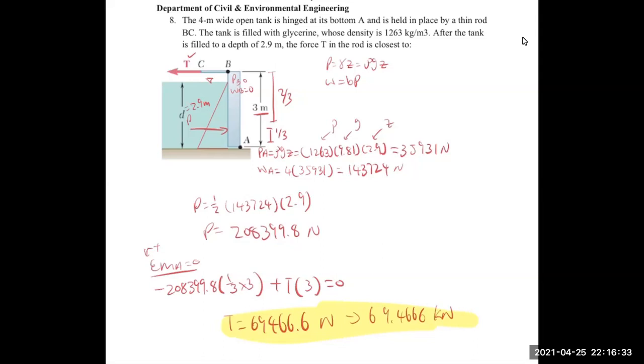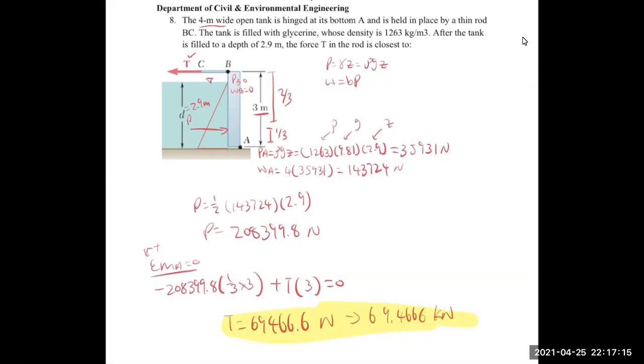Okay, so that's how I got my pressure at A is equal to 35,931.8, my bad, 35,931 newtons. And then WA will be the width, which is 4 meter wide, because it says 4 meter wide open tank. So 4 multiplied by 35,931. So I got 143,724 newtons for WA. And then I can find what my P is. Okay, so P, I know that this is a triangle distributed, so my P will be the 1/2 of the WA multiplied by the depth 2.9. So I got my P is equal to 208,399.8 newtons.